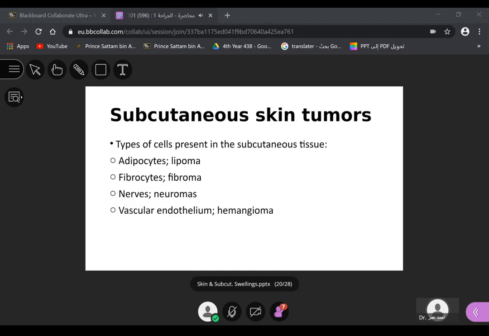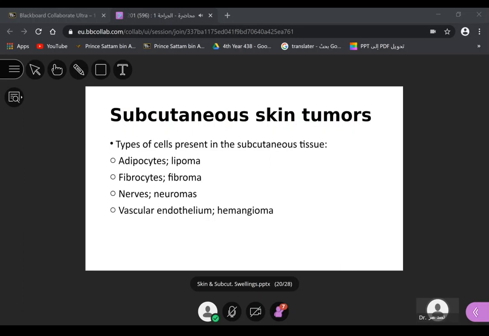Yes, so that was about malignant skin tumors. We have talked about three types of skin cancer: basal cell carcinoma, squamous cell carcinoma, and malignant melanoma. Now, I will take just a few slides to talk about some important subcutaneous tumors or swellings.